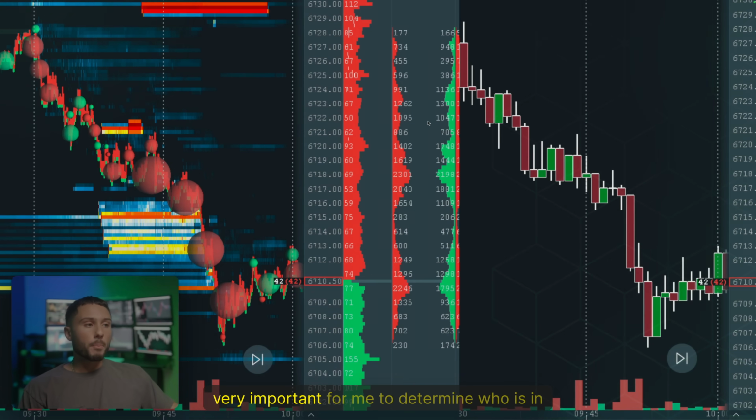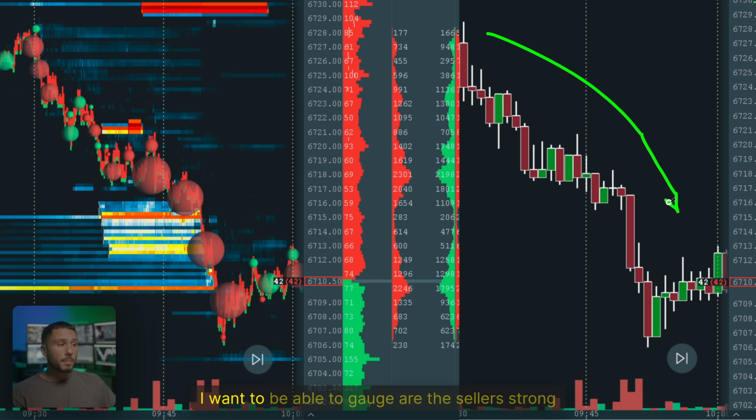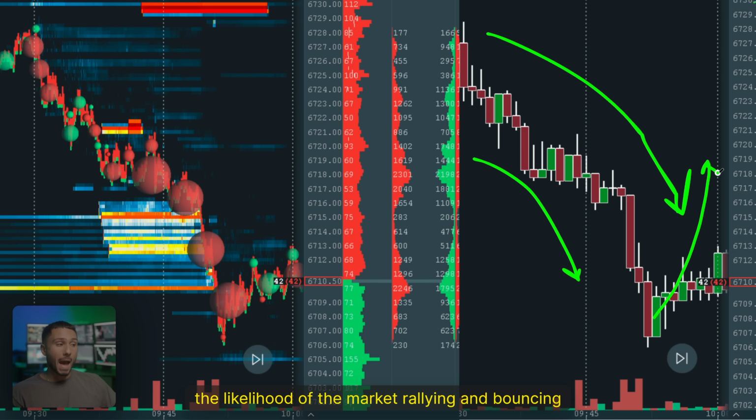It's first very important for me to determine who is in control of the market. On the candlestick chart here to the right, if the market is aggressively selling off, I want to be able to gauge, are the sellers strong or are the sellers weak? Because if the sellers who are causing this market to move lower are weak, the likelihood of the market rallying, bouncing and having a reversal would be much higher.